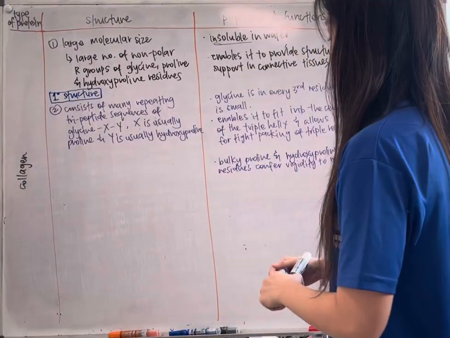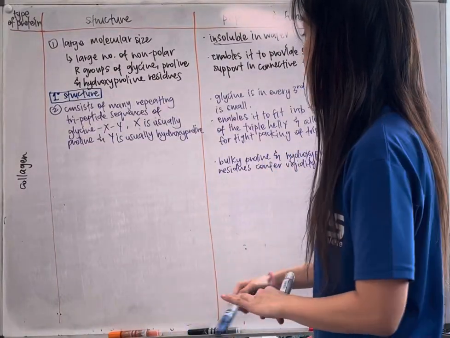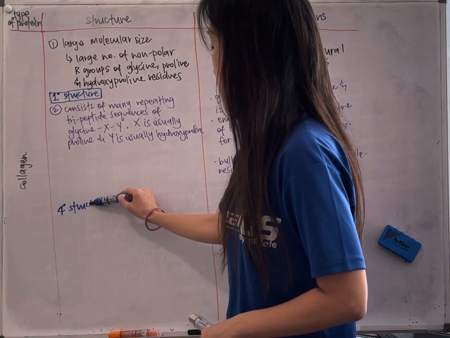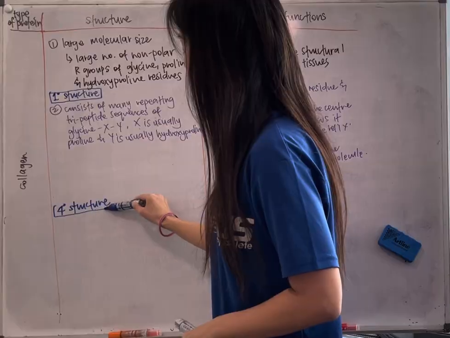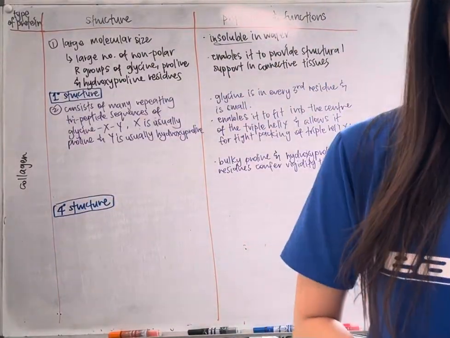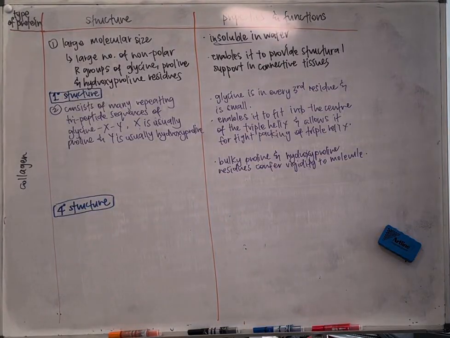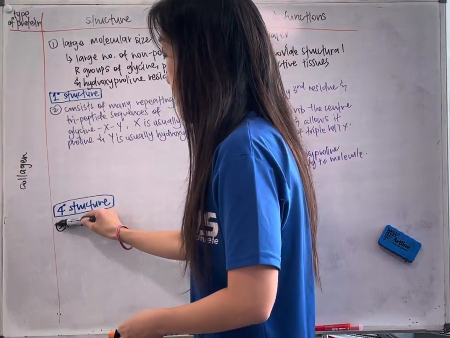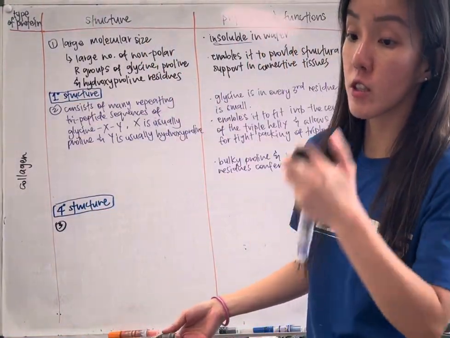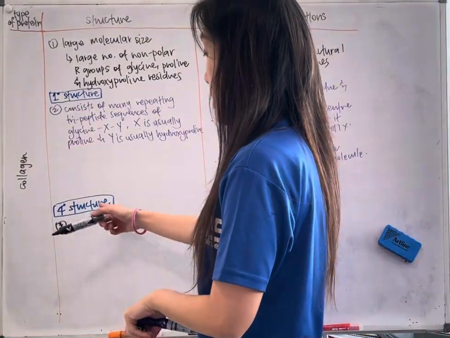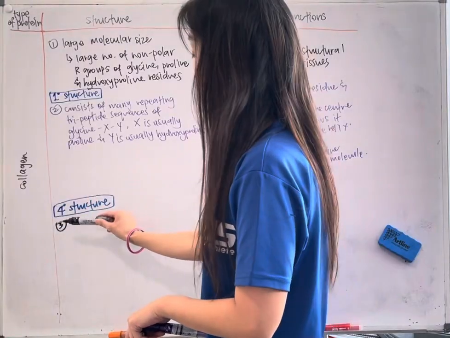Next one, quaternary structure. So what is the structural feature and how does it actually confer function? Again, we have a triple collagen molecule. The triple collagen molecule consists of 3 polypeptides that bind tightly with each other to form the triple helix. That's why we have the quaternary structure.